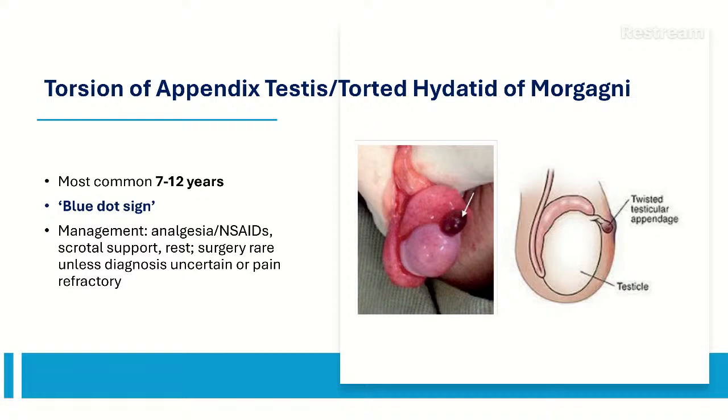You normally manage it with pain relief and scrotal support. We don't often do surgery unless the diagnosis is uncertain or the pain is refractory, so it's not improving to simple painkillers. That being said, it can be very difficult to distinguish, so some of these patients do end up going for scrotal exploration. But yeah, this picture on the left is when the scrotal exploration happened, and then the right is just a schematic of a cartoon to make it simple to see.